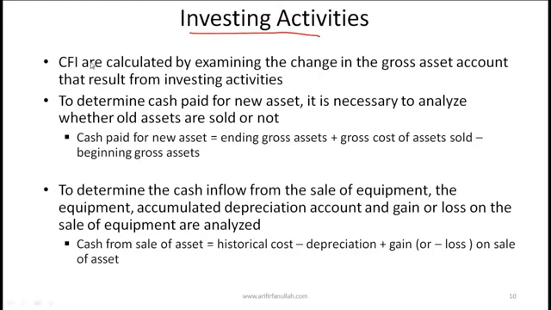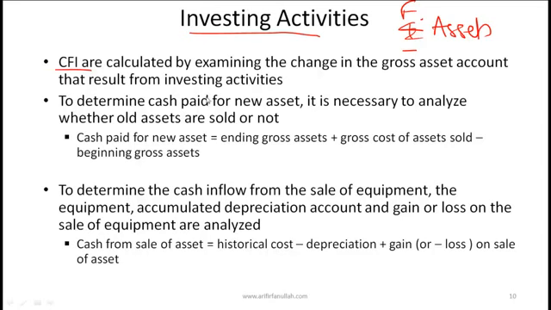Investing activities. As far as investing activities are concerned, we'd say that CFI, or cash flow from investment, is calculated by examining the change in gross asset accounts that resulted from investing activities. Basically, what we are saying is that we need to see how much money we spent on our fixed assets, which is the money out, versus money that comes in on fixed assets and other investments.